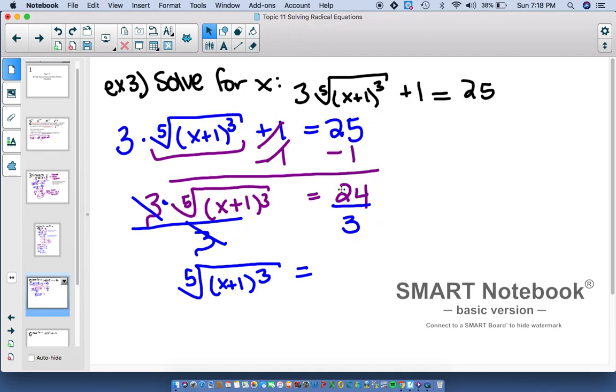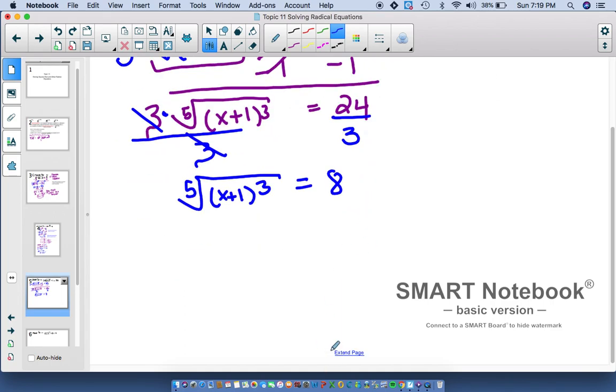Okay. So just to walk you through this again, I think I went a little bit fast, but the main point is to isolate your radical first. So I subtracted 1 first, and then I divided both sides by 3. When I did that, I ended up with the 5th root of x plus 1, cubed, equals 8.